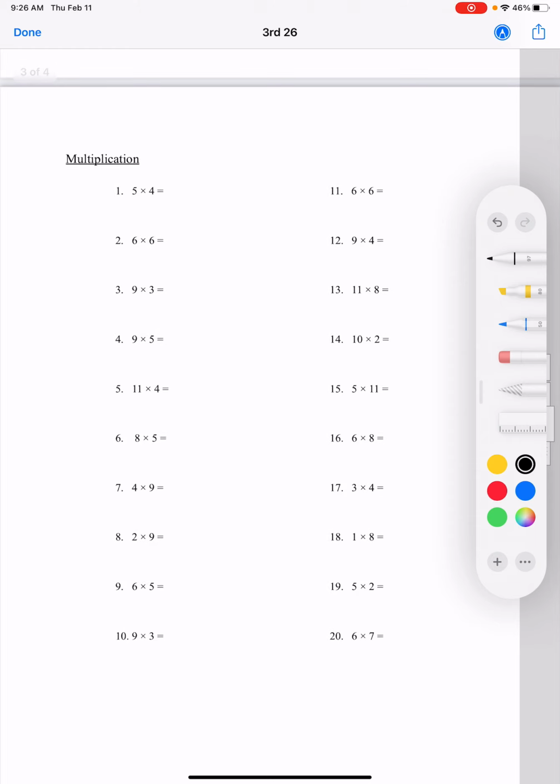Multiplication. So multiplication is like division, but the opposite. So 5 times 4. There's 5 groups of 4.